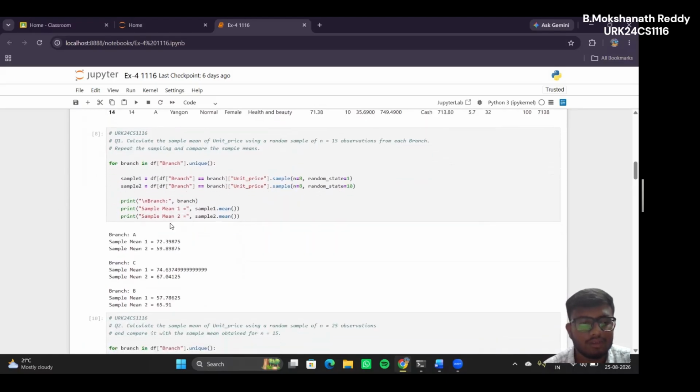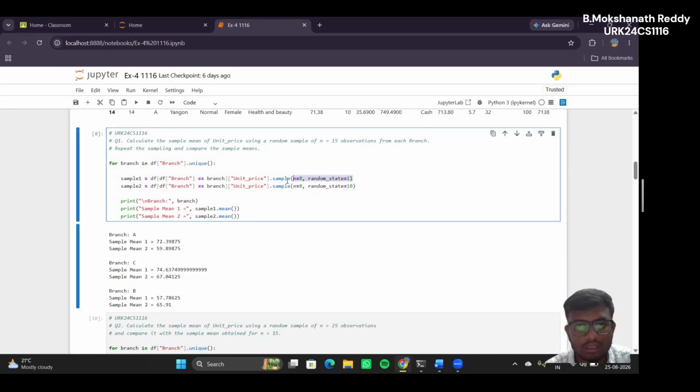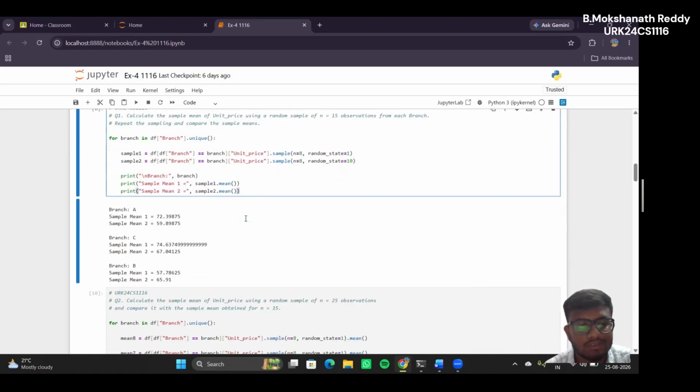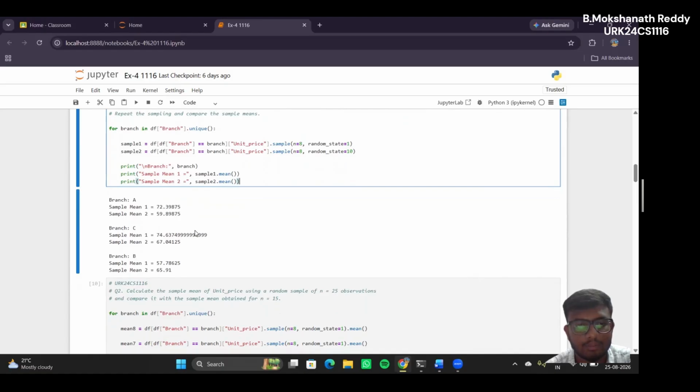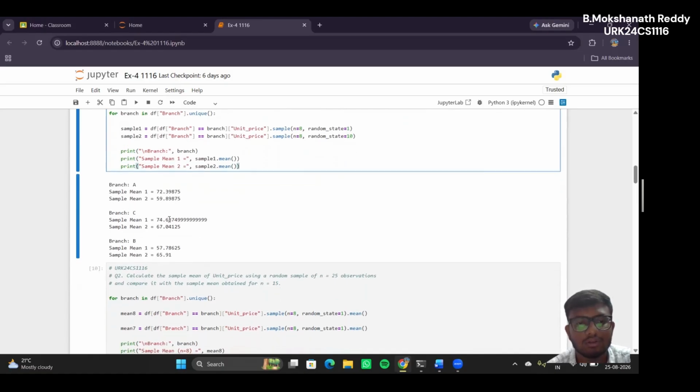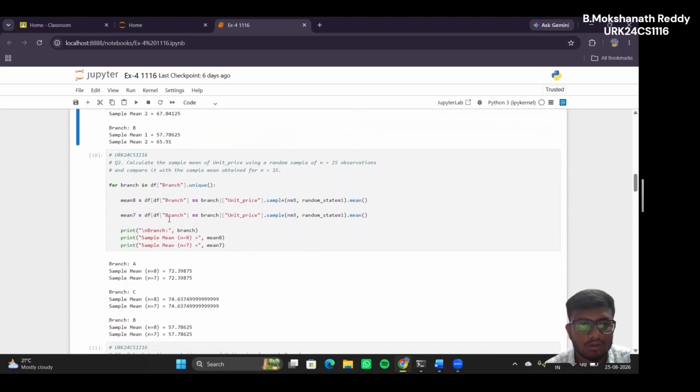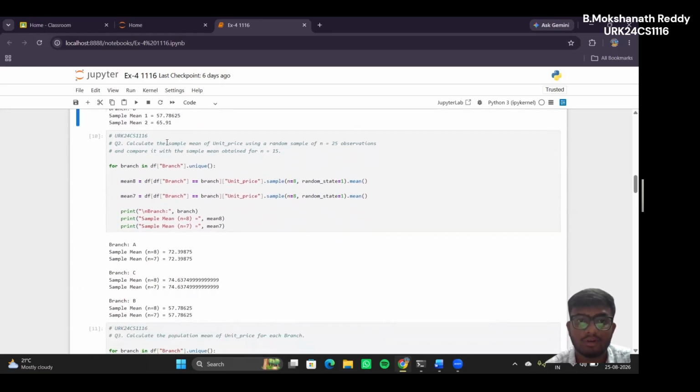The df branch dot unique gets all branches, and sample n equal to 15. I will take n as 8 here. It randomly selects eight records from a branch, and mean calculates the average unit price, which is the mean in the last line. The output displays sample mean 1 and sample mean 2 for branch A, and also for C and B.